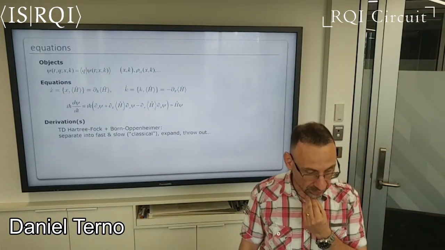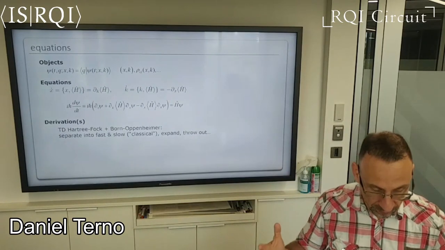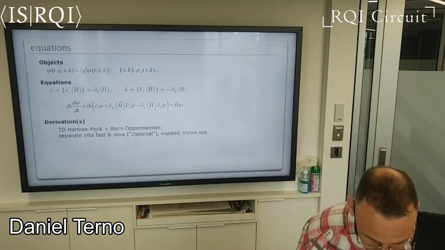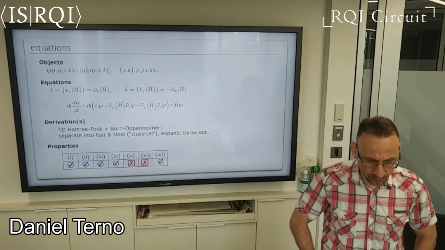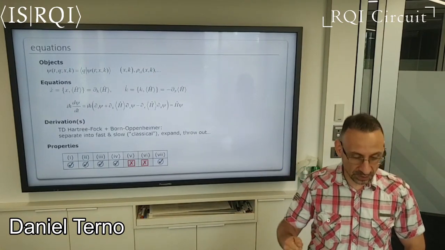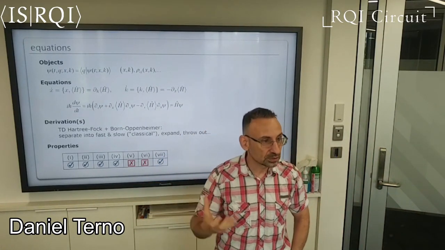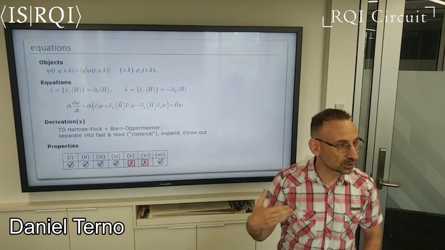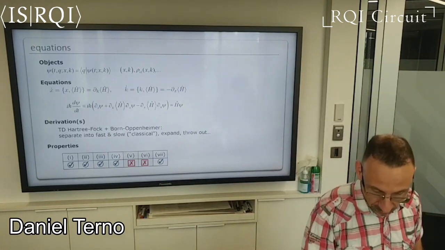So we start with the time-dependent Hartree-Fock approximation, throw in Born-Oppenheimer, separate into fast and slow variables, expand, throw out higher order terms on the side that we want. It works. If you look at the properties, it's very nice. It separates. It's all good, but it's nonlinear. And if it's nonlinear, we can get to superluminal communications. We can get to violation of the second law of thermodynamics. Also, you can see quantum purity. It's a pure state. You start with a pure state, you continue with a pure state. So there's no quantum-classical entanglement. So we are paying a lot, and we still don't have a full-blown back reaction.